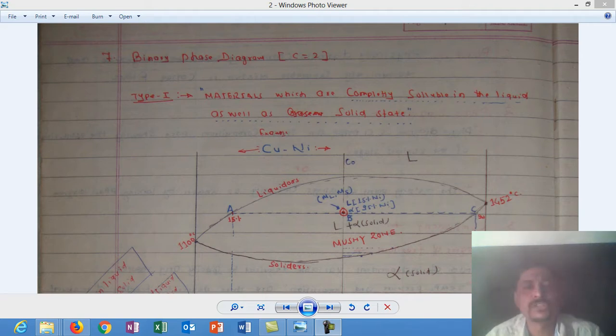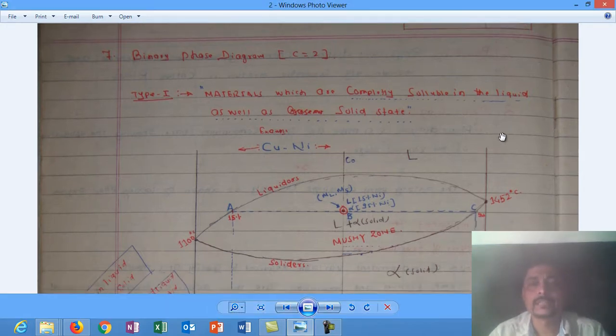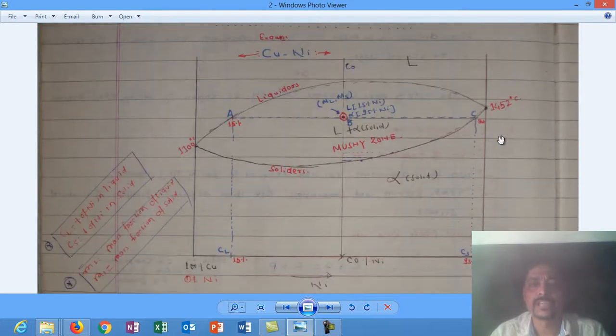This is one of the best examples of this type 1: copper nickel. That means copper and nickel are both completely soluble in liquid as well as solid state. So copper nickel is one of the examples of this type of binary phase diagram. Now let us see the description of this phase diagram of copper nickel.